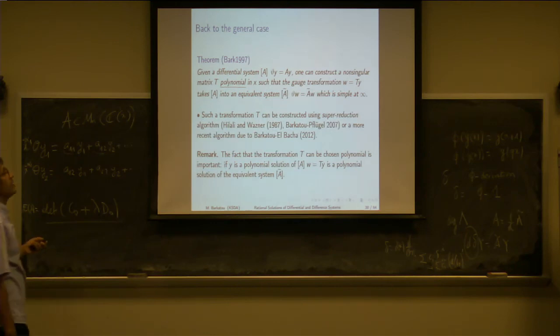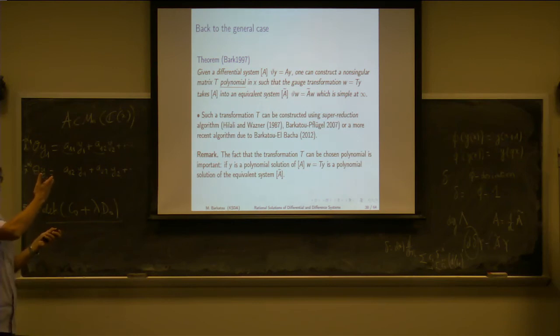Now let's go back to the general case. I showed you some examples. Now it can be proven that given any system, one can construct a non-singular matrix T, which is polynomial in X, and this is important for the polynomial solutions, such that the gauge transformation turns the first system into a new system which is simple.